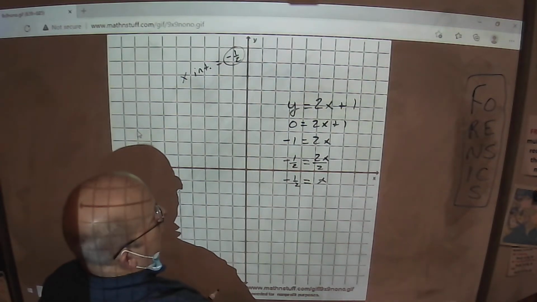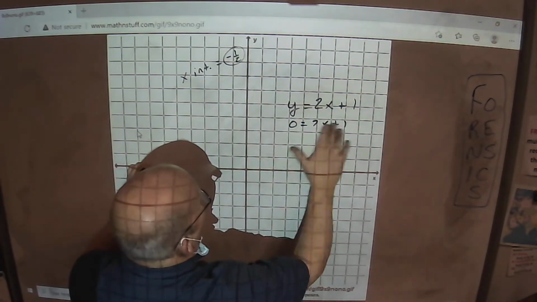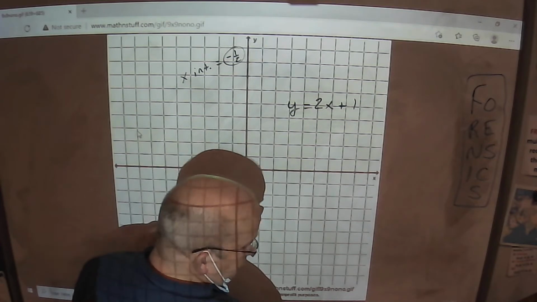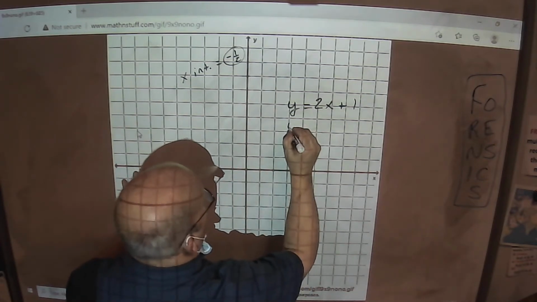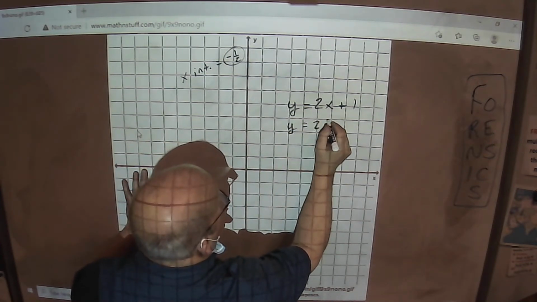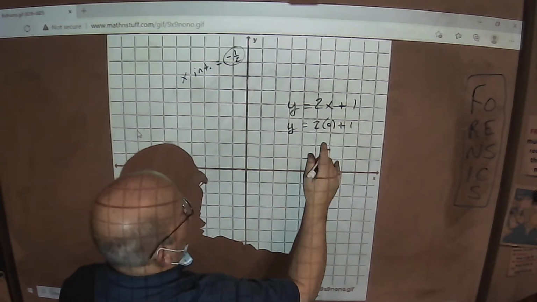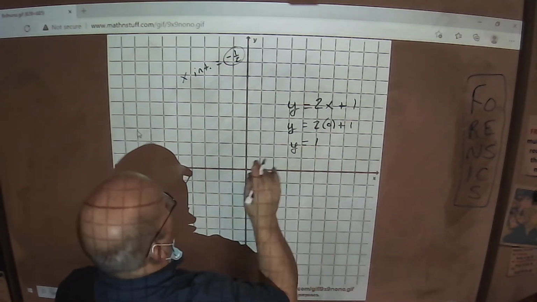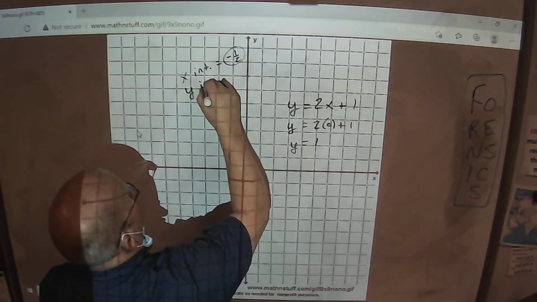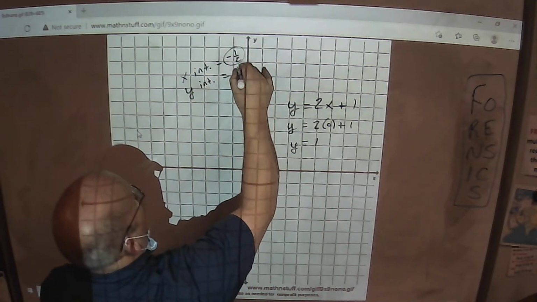That's my first answer. If I want to find the y-intercept, the second bullet at the top of the page says, make the x into a 0 and solve for y. 2 times 0 plus 1 is 1. My y-intercept has to equal 1.